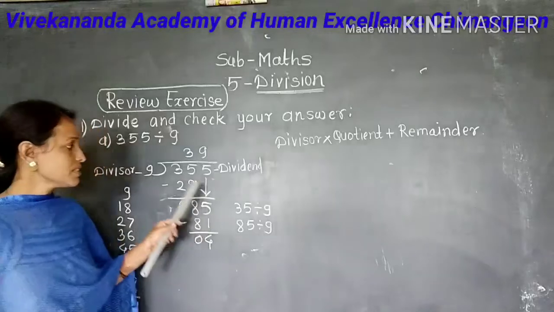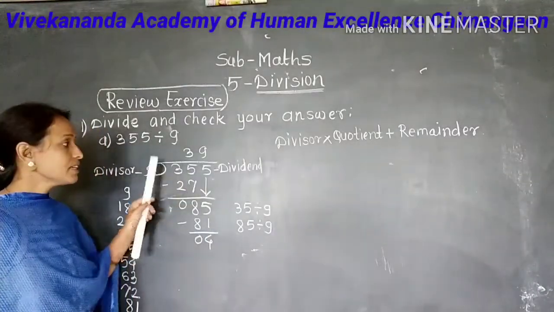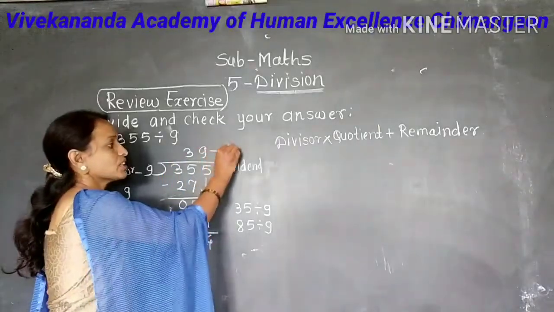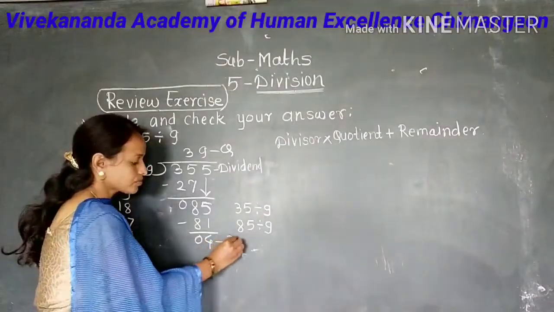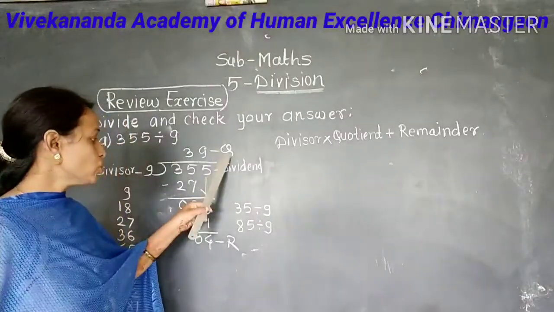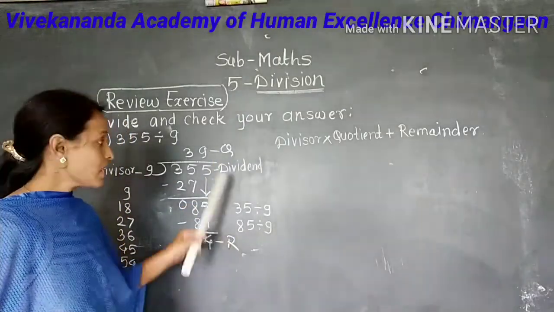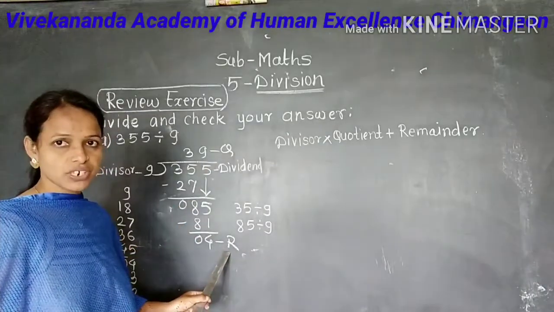Understood? Here we divide 355 by 9. It gives us answer 39. So 39 is the quotient and the remainder is 4. In this way, we get the quotient and remainder. Now we will check whether our answer, quotient and remainder, is correct or not by using the division algorithm.